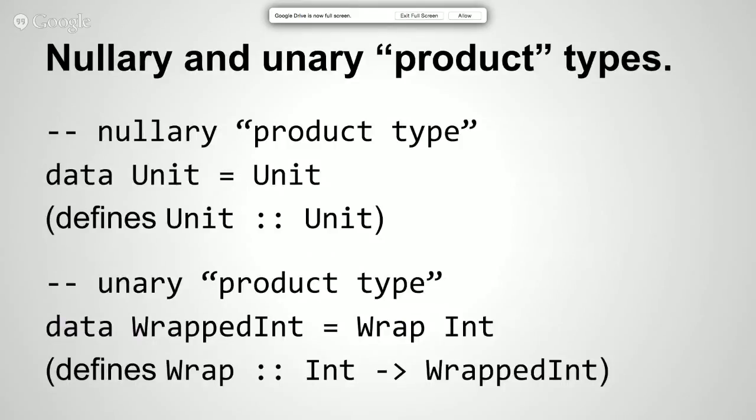Nullary and unary constructors, those are also in a way a product type. The nullary case is a product of nothing. So we say data Unit = Unit. That gives you a type with exactly one value. And that actually turns out to be useful, believe it or not. And then the unary product type would be a wrapper. For example, the sanitized string that I was talking about could just be a wrapper around a string. And here we have data WrappedInt = Wrap Int, which defines a function called Wrap, takes an Int, returns a WrappedInt.